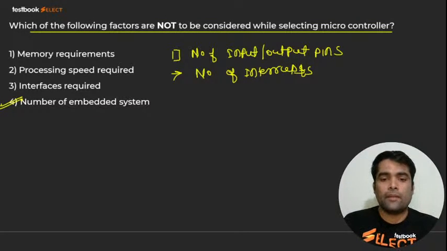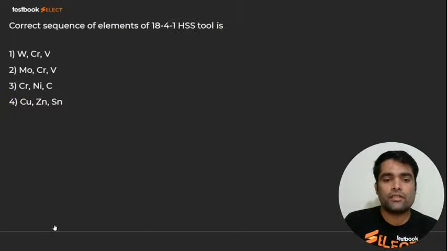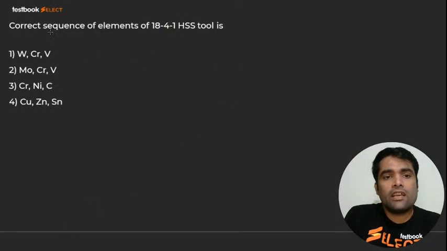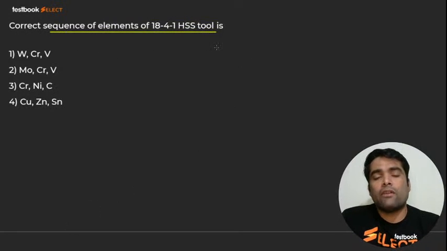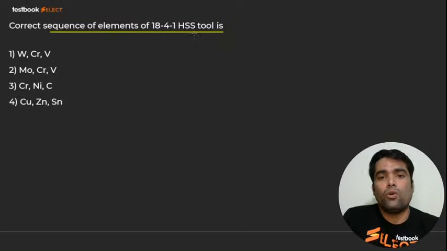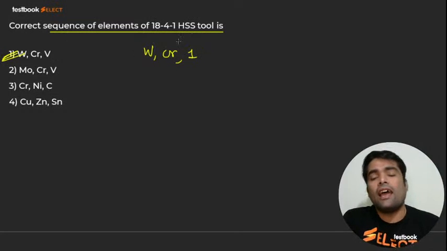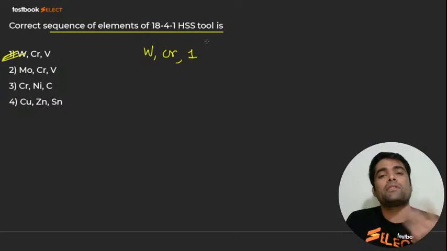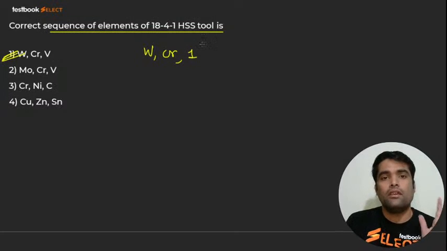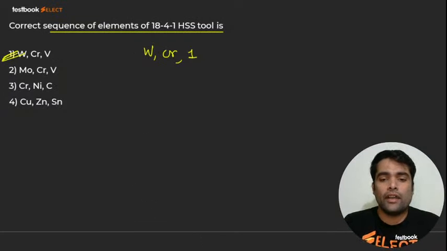Very good, very good. Air passing capacity, very good here. Here I go for next. Correct sequence of elements is what, my dear? 18-4-1. 18% is tungsten, that is W. 4% is chromium. And 1% is vanadium. Carbon is 0.7%. And what remains is iron, जो बचता है बाकी वो iron होता है in HSS tool steel. I hope you got it here. Very good. Here I go for next.